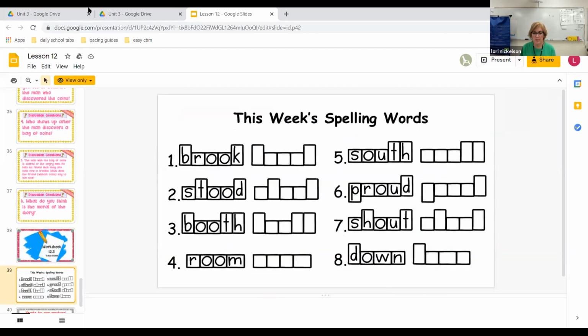So our spelling words for the week. Boy, I am struggling with talking. Brook, stood, booth, room, south, proud, shout, and down. Great job. Make sure you're studying those, okay?